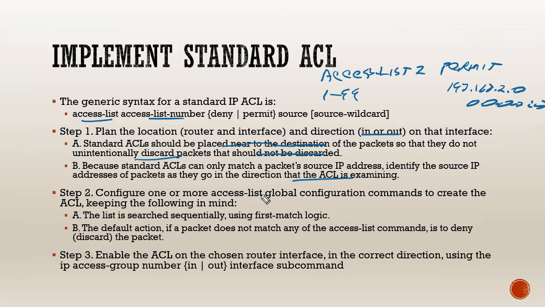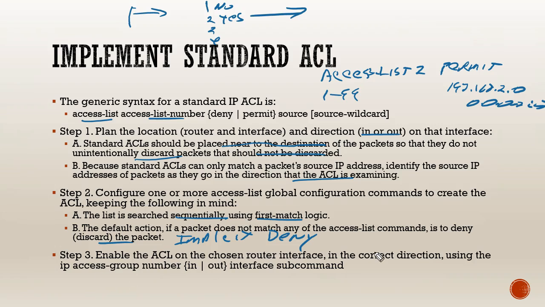Configure one or more access-list global configuration commands to create an access list, keeping in mind the list is searched sequentially using first-match logic, top to bottom. When it finds one that applies, it applies. It doesn't look any farther. So if we go down, 1, no, and we had a 2, 3, 4, and 2 is yes, it says, okay, this one applies. I'm not going to look any farther. I don't want to know if there's anything else down there. The default action, if it does not match any commands, is to deny or discard the packet. That's the implicit deny.